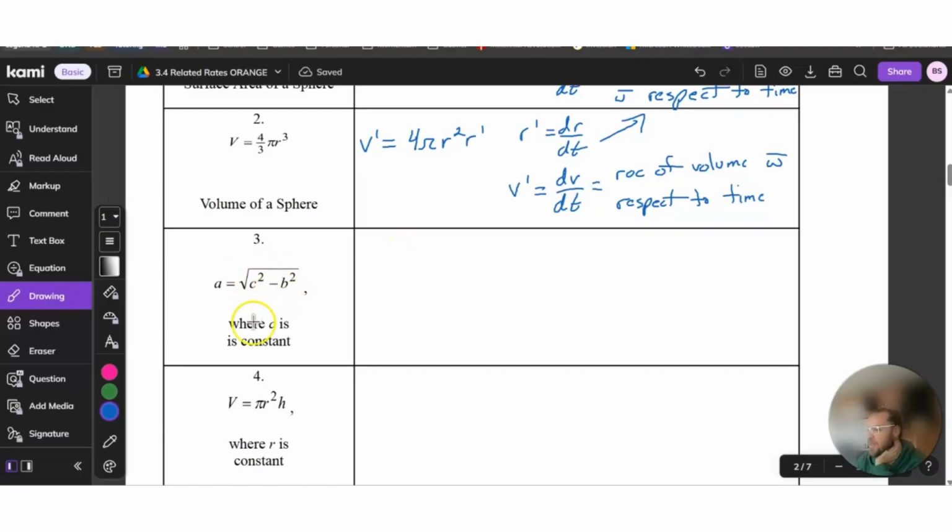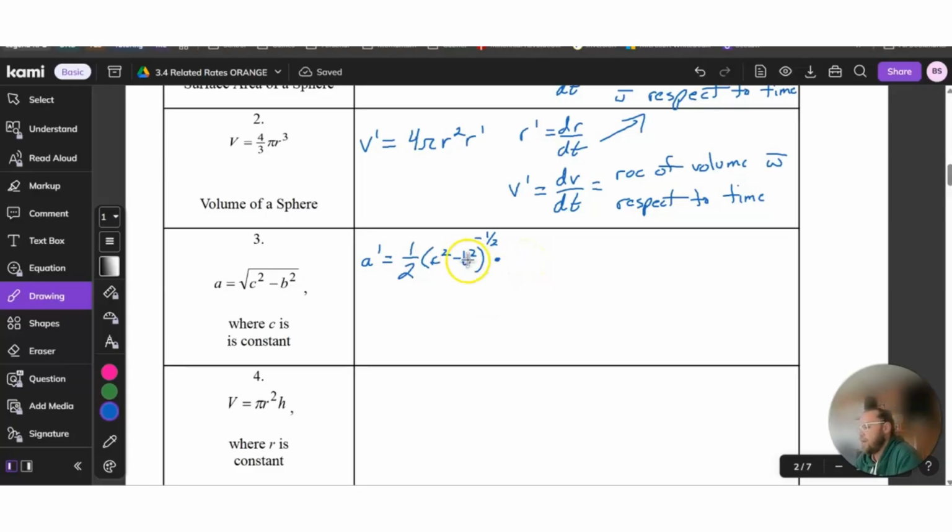Okay? Now, guys, here's the key. C is a constant. So we're saying C is just some number. So when I take the derivative of this one, a prime equals 1/2 c squared minus b squared to the power of negative 1/2, because we subtract 1 from our exponent, times, what's the derivative of the inside if c is a number? What's the derivative of c squared minus b squared? The c's gone, because c is just a number, so it's 0.